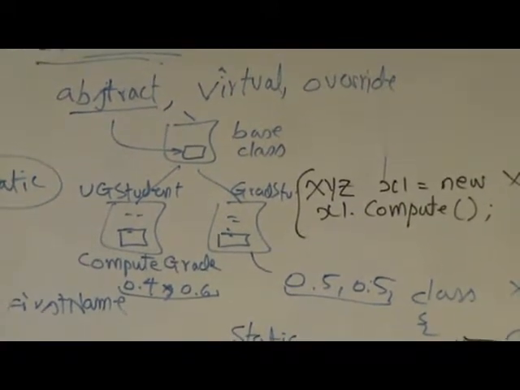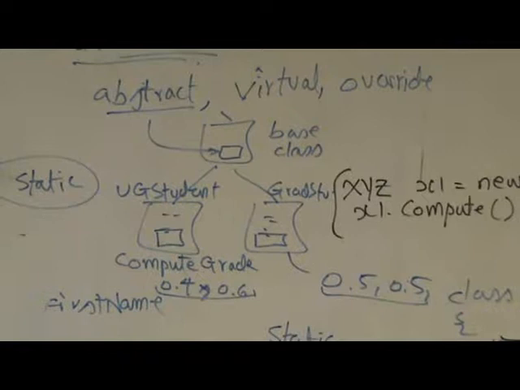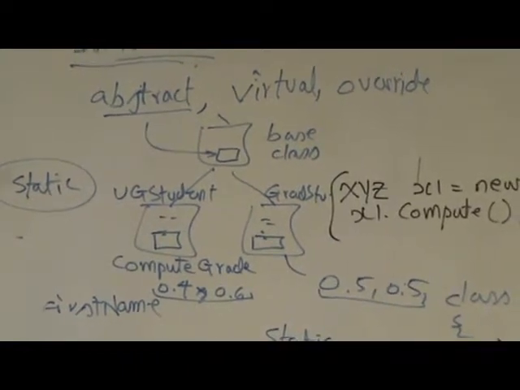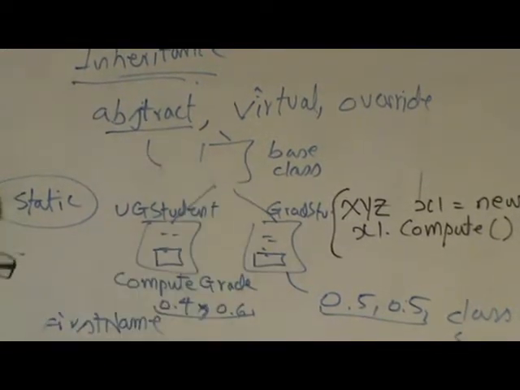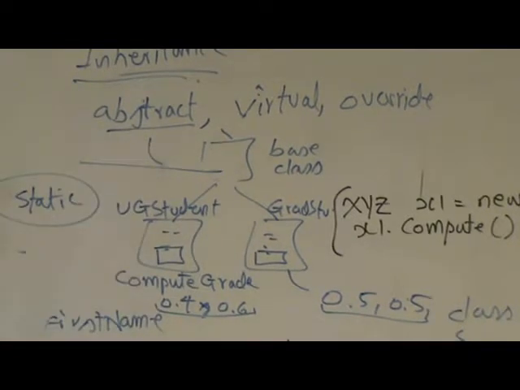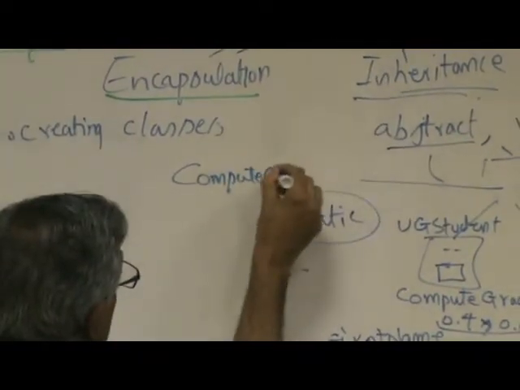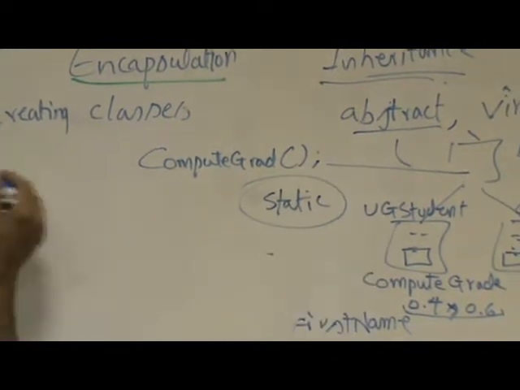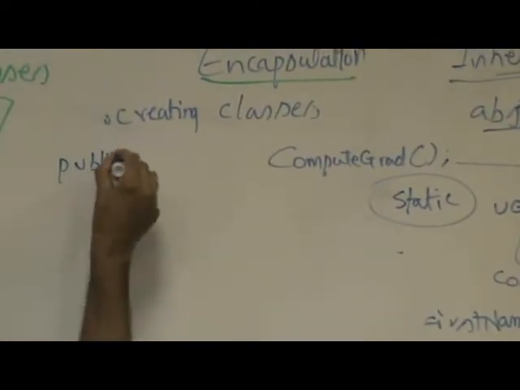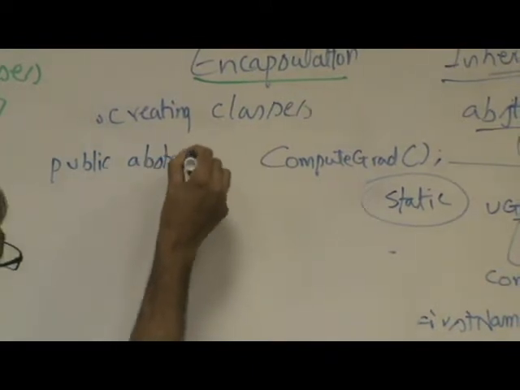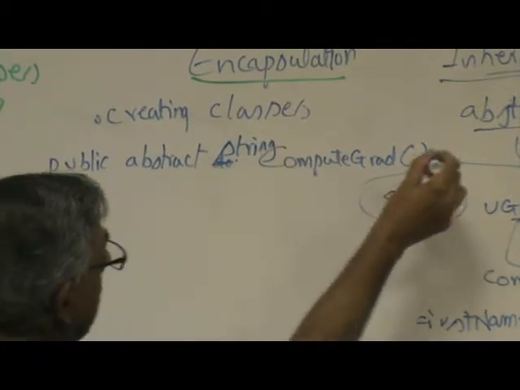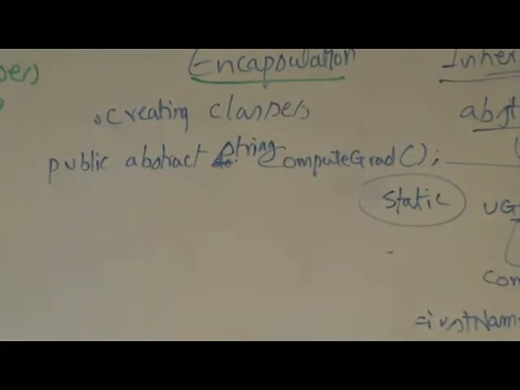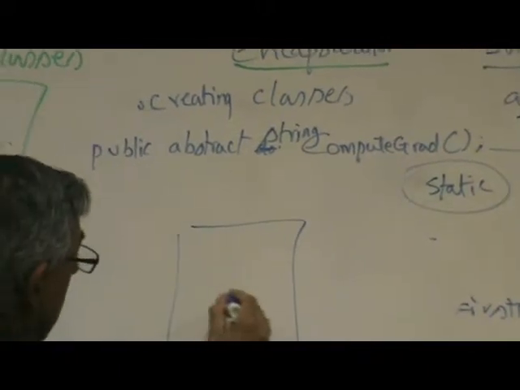The answer is, it doesn't make sense now because we don't know whether the actual object will be an undergraduate student or a graduate student. So in this example, we will declare compute grade over here and will not put any code in it. This is where we will mark it as abstract.